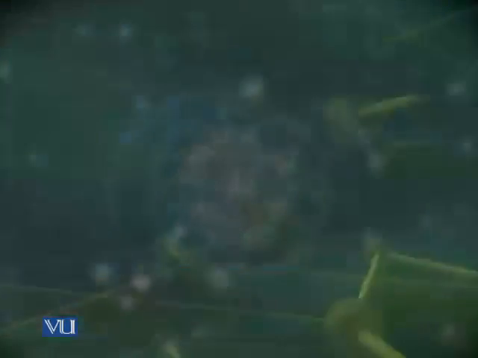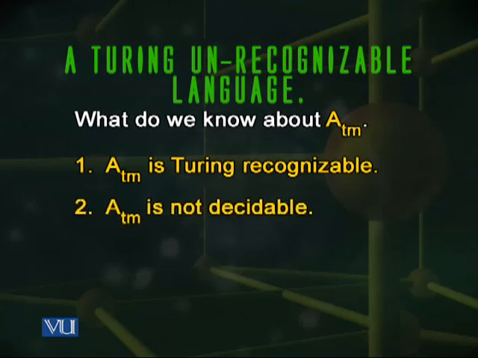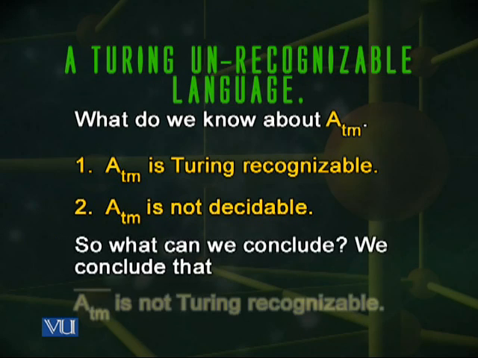Let's go back to the halting problem and look at it from the point of view of this theorem. We know that ATM is Turing recognizable. The second thing we know about ATM is that it's not decidable. So what can we conclude using this theorem? We conclude that the complement of ATM is not Turing recognizable. Why is that so? How can we conclude that the complement of ATM is not Turing recognizable?